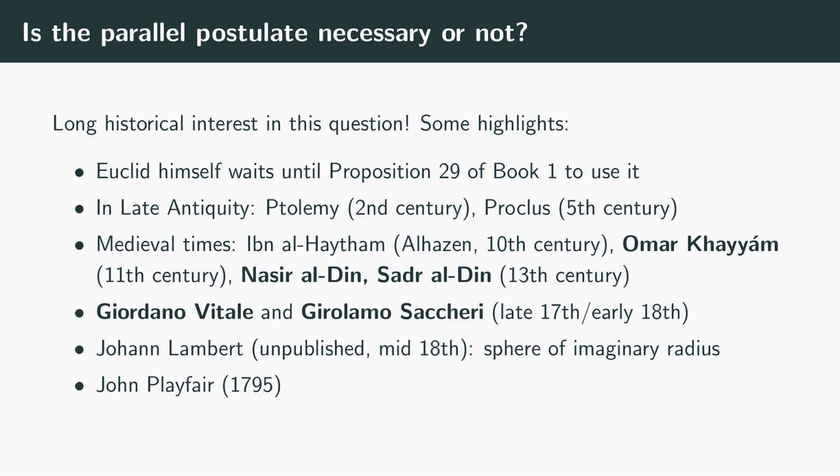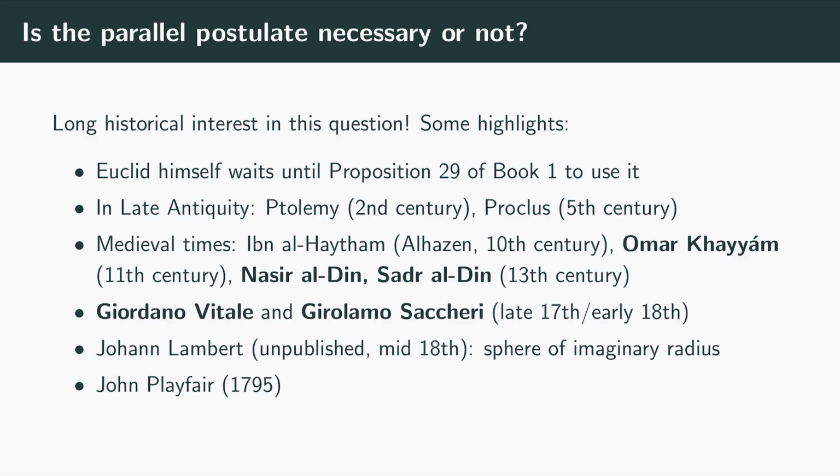And they were in the 11th and 13th century, respectively. Then some Italians started thinking about this problem in the late 17th century, early 18th century. That's Giordano Vitale and Girolamo Saccheri. And then Johann Lambert did some work in the mid-18th century. And then finally Playfair, that I mentioned already, who reformulated Euclid's axiom into this perhaps simpler looking format about the existence of parallel lines.